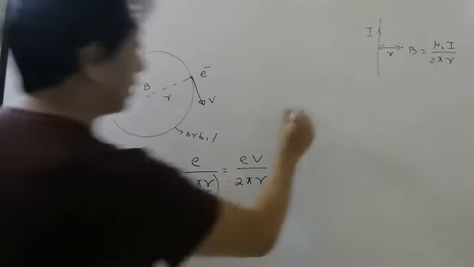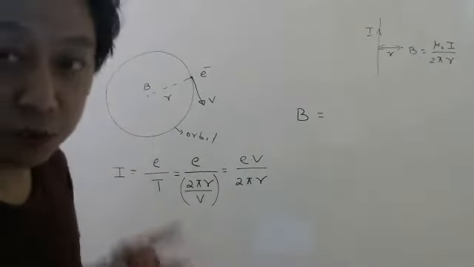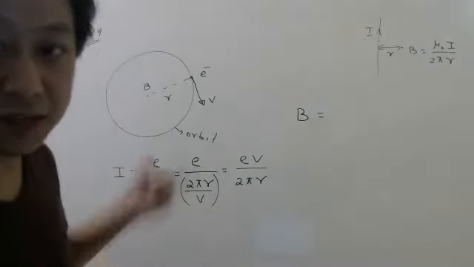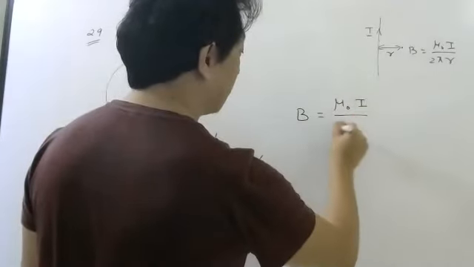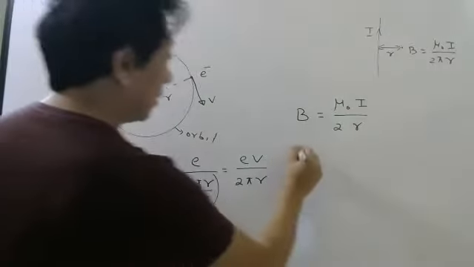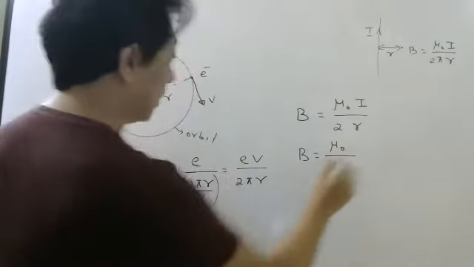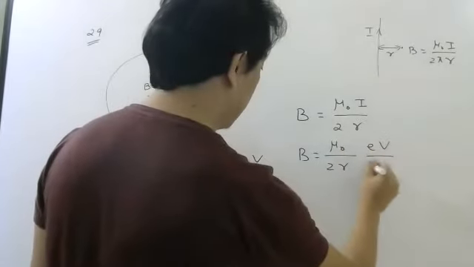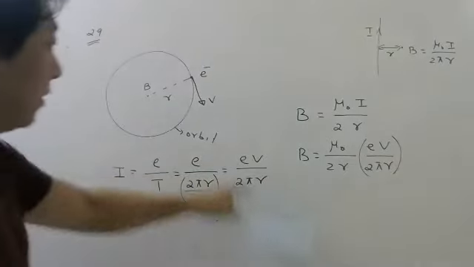Now magnetic field at the center is B, they are saying. Because it is equivalent to current, it will produce magnetic field at the center. What is the formula? Mu naught I by 2R. So it will be mu naught by 2R, and current is EV by 2 pi R.